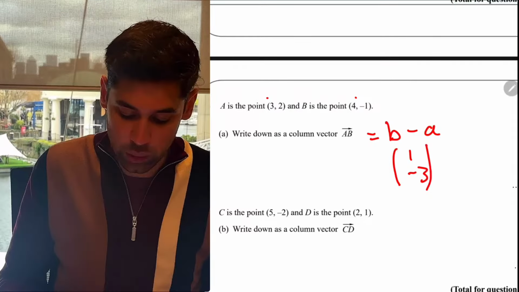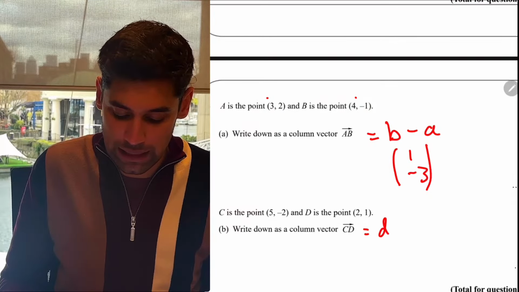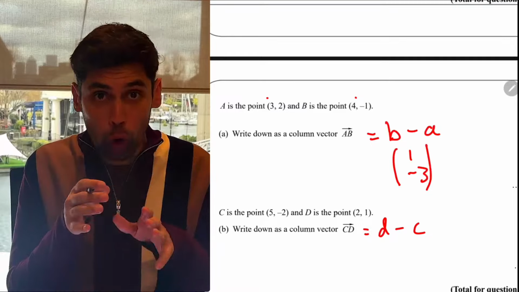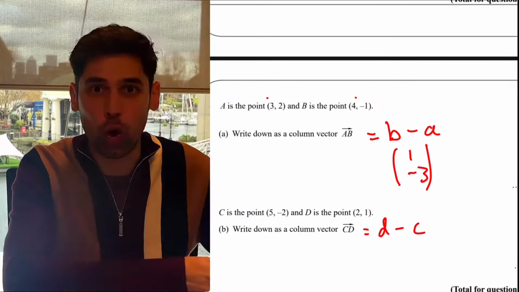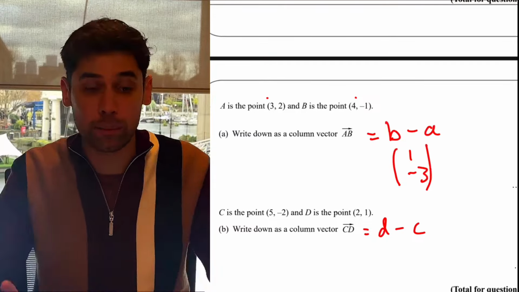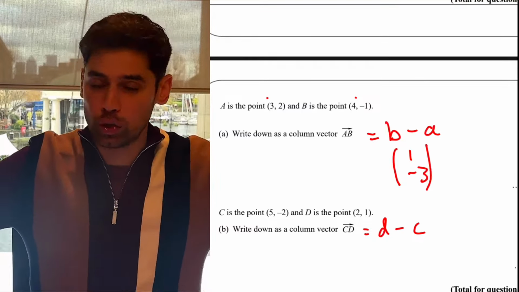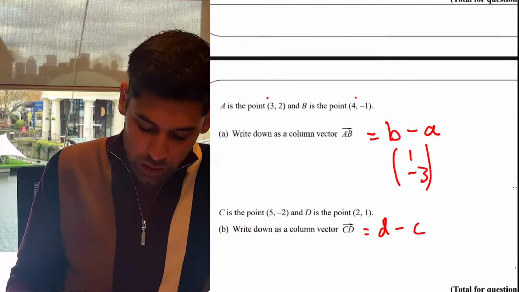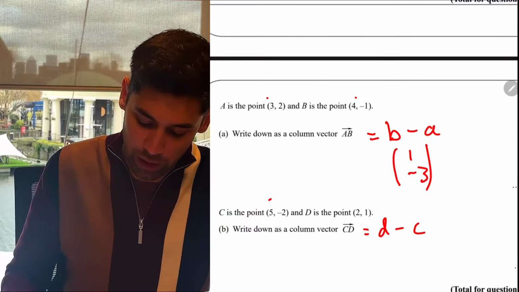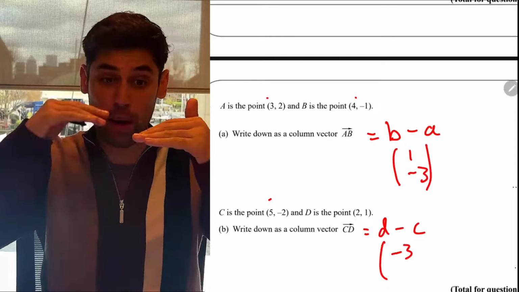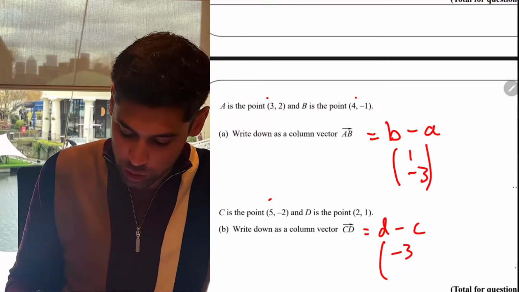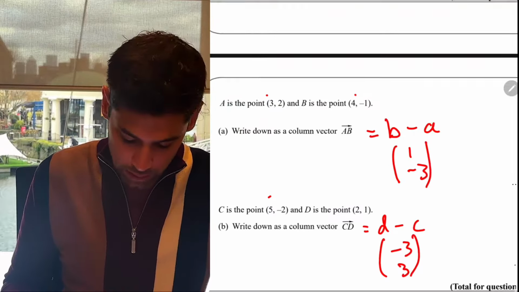The same way in this one, CD equals D minus C. Or, like I said, you can do the option of just counting how many do I need to go up or down to get from this one to this one. It's entirely up to you. I'm just giving you the tools. You can decide which tools you want to use. So this one, D minus C, so 2 take away 5 is minus 3, and 1 take away minus 2, take away minus makes a plus, so 1 plus 2 is 3. And that's the answer for that one.